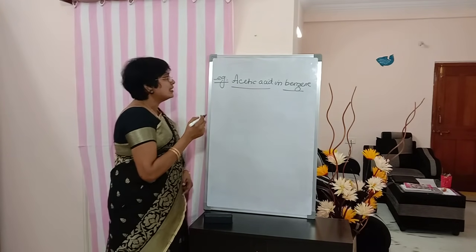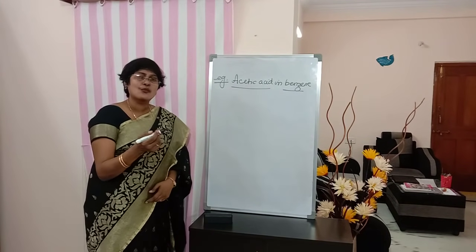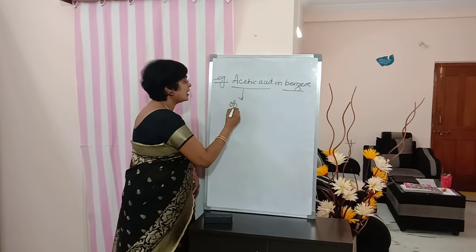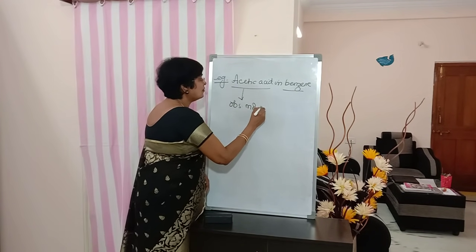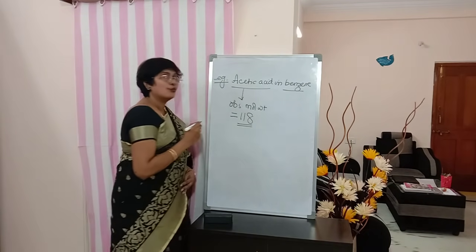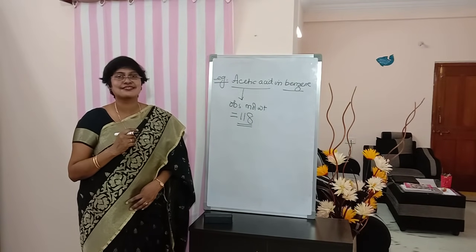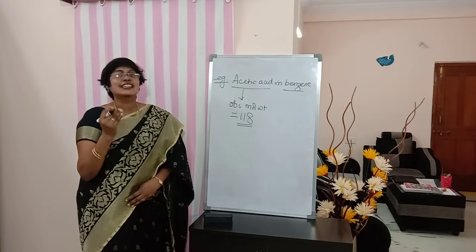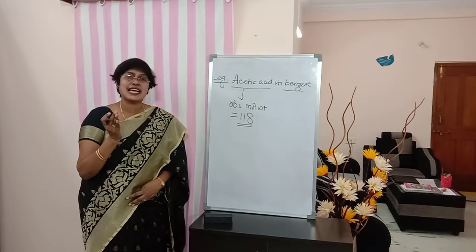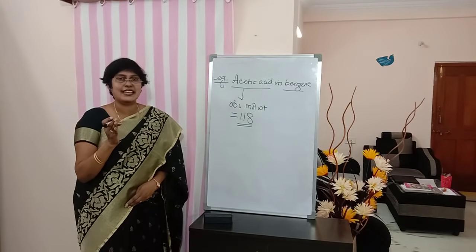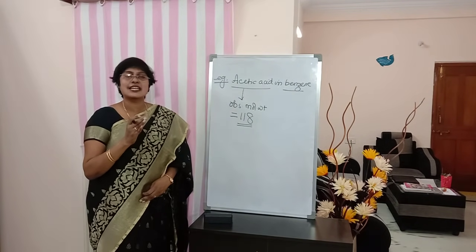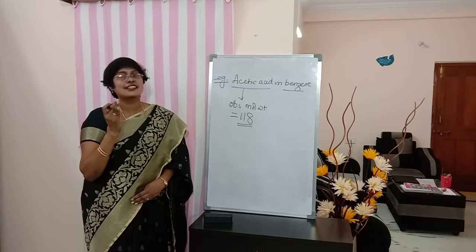Fine. Now when a solution is prepared like this, what happened? It was observed that the molecular weight of acetic acid is 118. So after dissolving acetic acid in benzene, the molecular weight of acetic acid was found to be 118. Okay. So now what happened? Acetic acid has undergone association or dissociation.